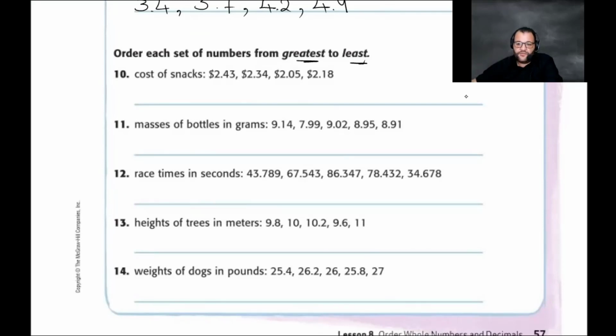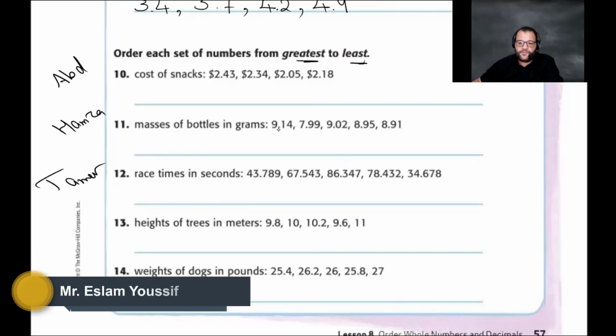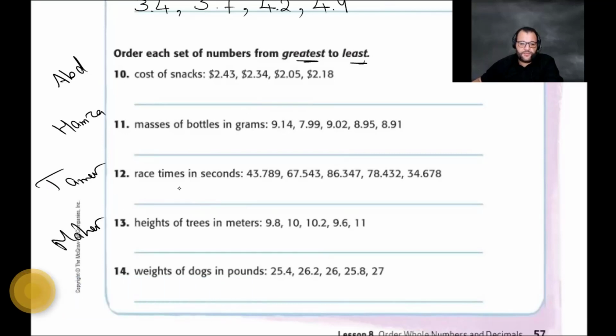So we have Abdurrahman. The next one will be Hamza, and the next will be Tamir. So Abdurrahman. Hamza. Tamir. Okay. From the greatest to the least. I need from the greatest number to the smallest number.